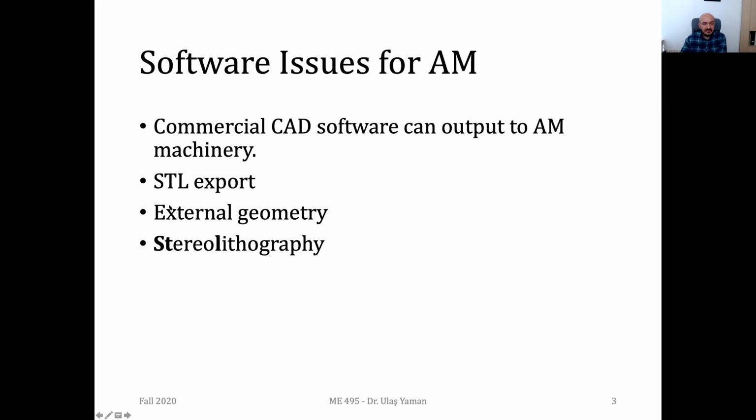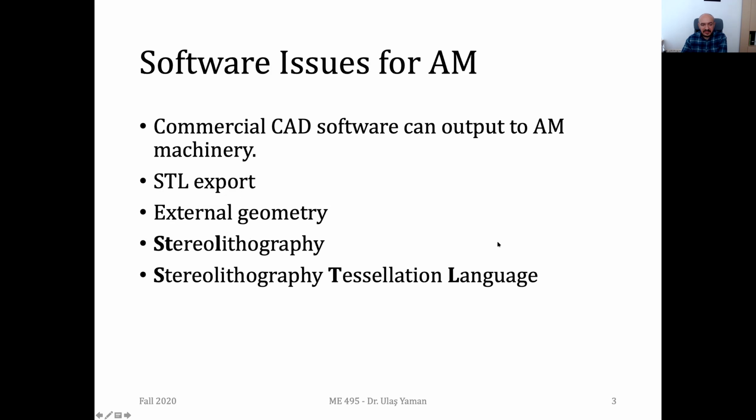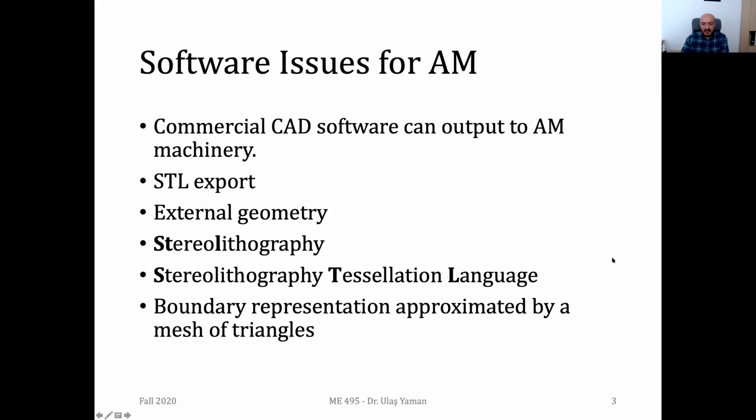And sometimes some people say it's the abbreviation of stereolithography, and some people say that it's the abbreviation of stereolithography tessellation language. What is tessellation? We are tessellating triangles on the boundary of the surface. So we are distributing triangles on the outer geometry, and that's why they call it a tessellation language, which is only used for the stereolithography method. But it's not true. As you know, we can use the same file for different purposes.